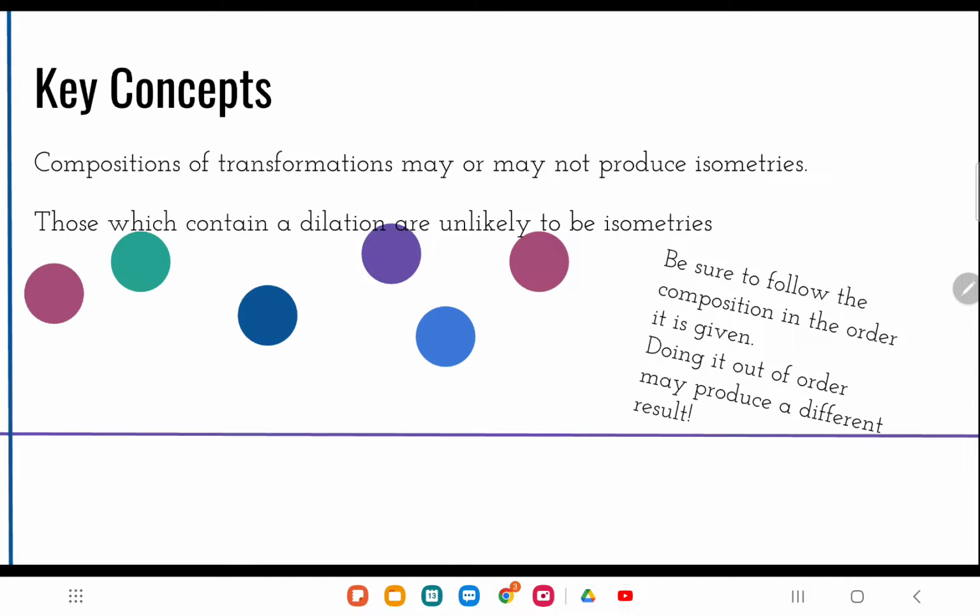Remember that compositions of transformations may or may not produce isometries. Those which contain a dilation are unlikely to be isometries. I can't really ever think of a time where I had something that involved a dilation and it was an isometry, but if somebody's going to do a really boring dilation, like scale factor of 1, I guess you could get an isometry. Be sure to follow the composition in the order it is given. Doing it out of order may produce a different result.